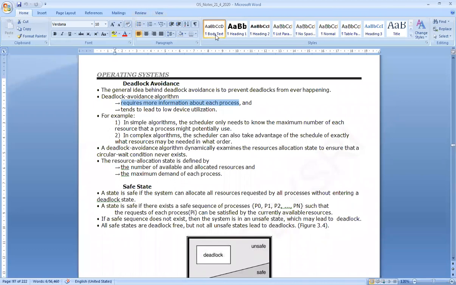Okay, so what we can do is, whenever you design an algorithm, we should give more information about the process. If 100 processes are running inside a computer system, give more details about all 100 processes: when the process is starting, when the process is ending.